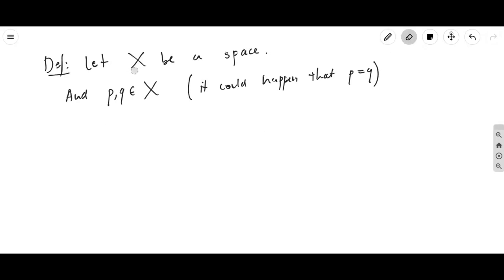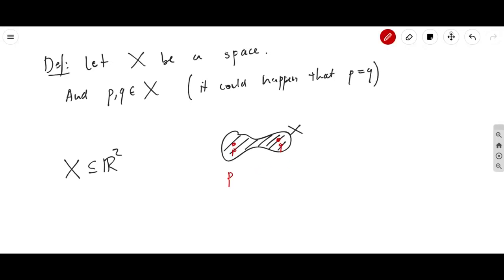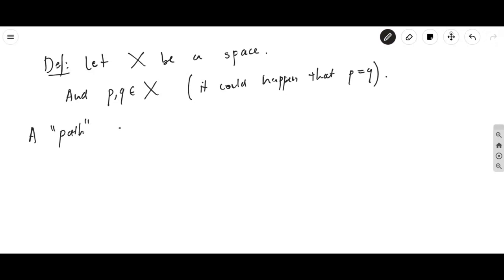So for those of you who are comfortable thinking of Euclidean space, let's say X sits inside R2, so this would be some region in the plane, this would be X. And then you take P and Q, so this would be P, this would be Q, and that would mean P has two coordinates, P1 and P2, and Q has two coordinates, Q1 and Q2. So maybe this makes it a little bit more concrete. So you have 2 points in X and a path from P to Q in X. So we're going to define what is a path.